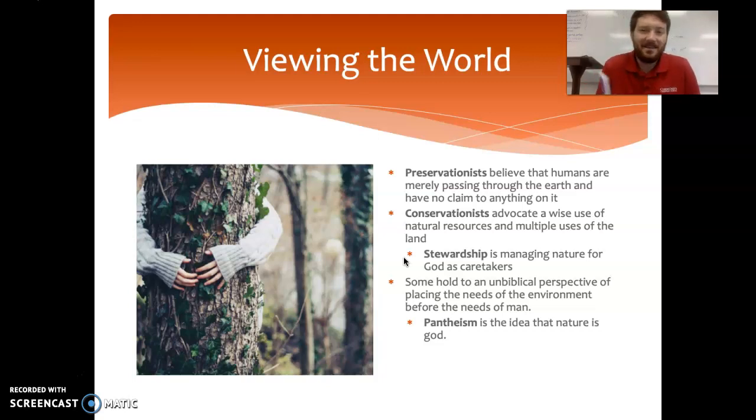Not that there was anything alive in that fountain, but anyway, some people hold an unbiblical perspective, pantheism, the idea that nature is God.